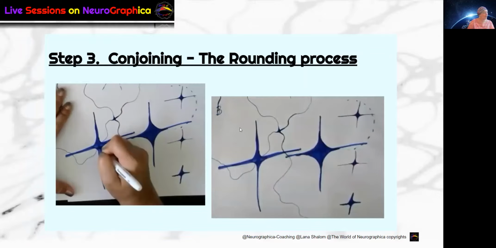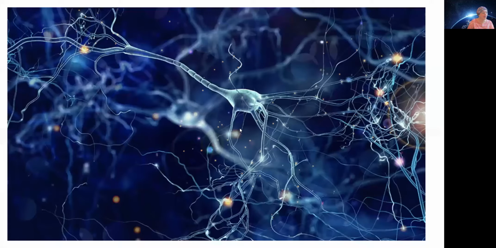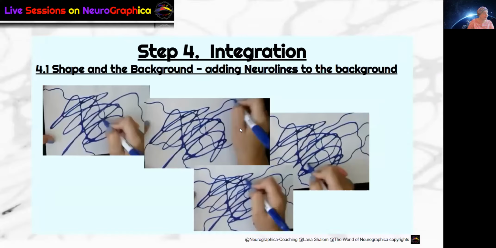Then there was step 4, right? Integration. And we did that, I believe, not yesterday, but Friday, it was 4.1. We started discussing what happens when we add neural lines to the background. And today's step 5, the archetyping, okay? No, I'm sorry, that's not step 5. That's step 4.2. Step 5 will be Thursday, which will be field lines, okay?